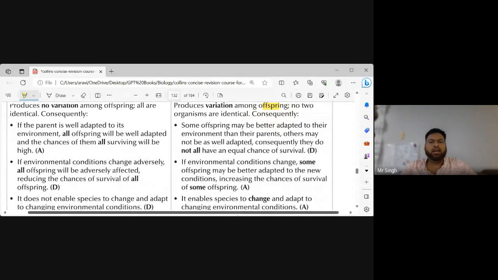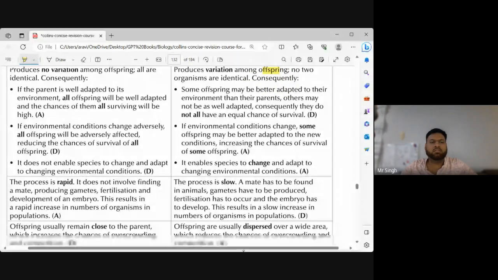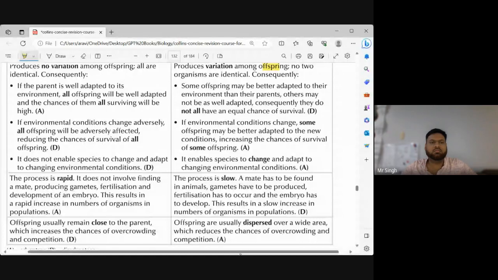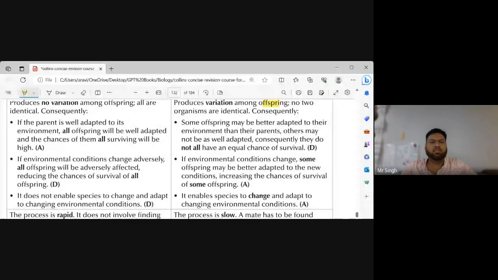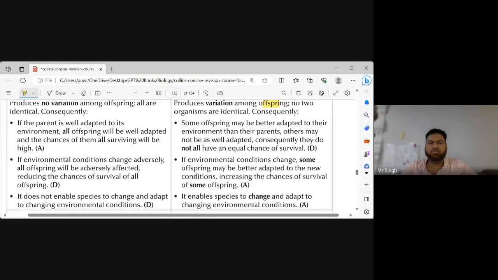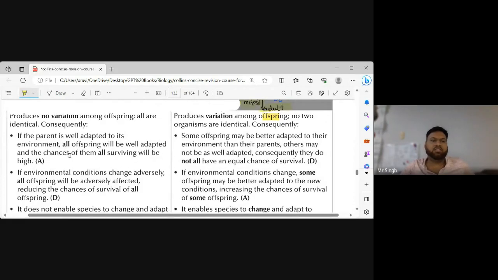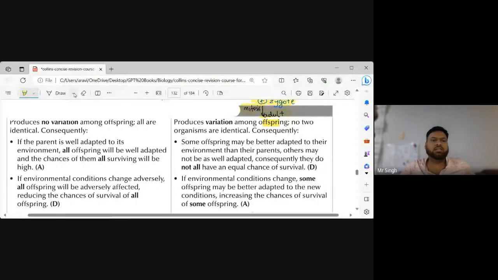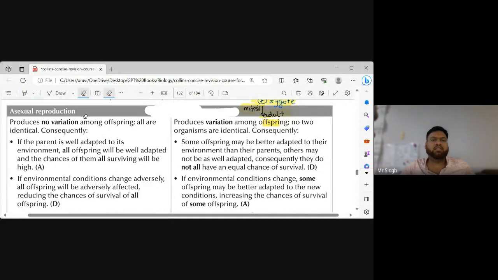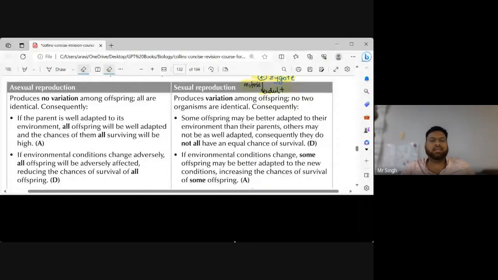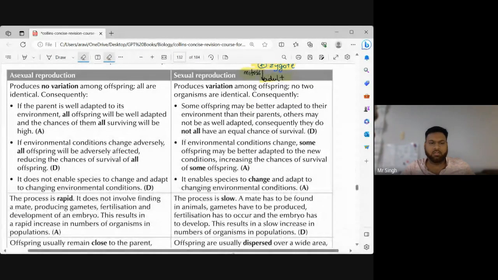So we have here a little table. In fact, should I give you all this table? Yeah, we can have this table. So A stands for advantage, D stands for disadvantage, right? So you have a nice table here that shows us the differences between sexual reproduction and asexual reproduction. So let's go through it a little bit.